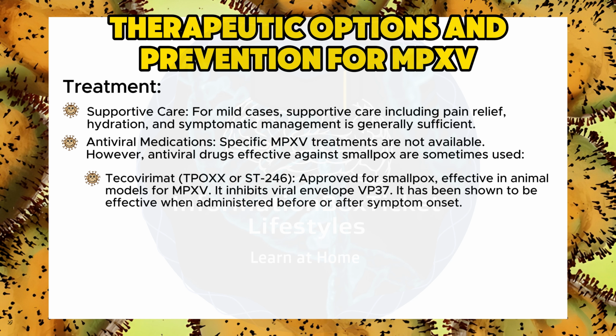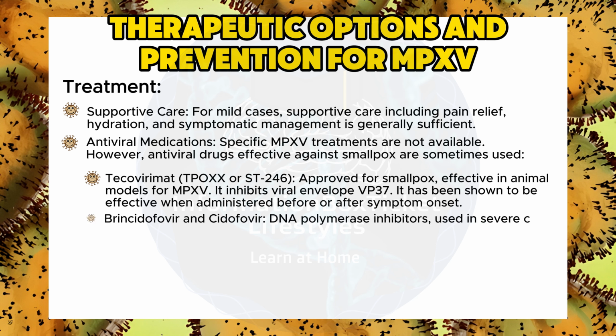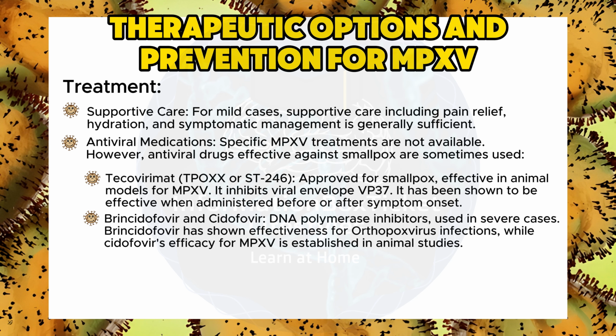Tecovirimat, TPOXX, or ST-246. Approved for smallpox, effective in animal models for MPXV. It inhibits the viral envelope protein VP37. It has been shown to be effective when administered before or after symptom onset. Brincidofovir and cidofovir, DNA polymerase inhibitors, are used in severe cases. Brincidofovir has shown effectiveness for orthopoxvirus infections, while cidofovir's efficacy for MPXV is established in animal studies.